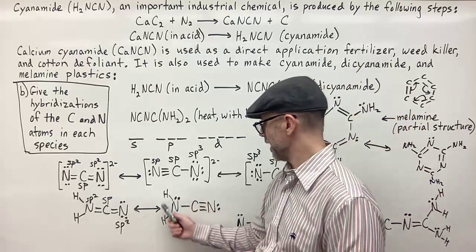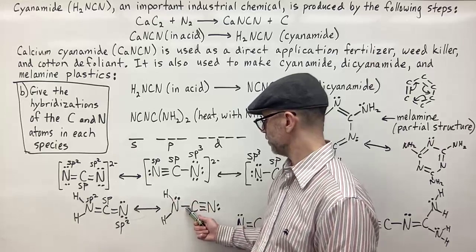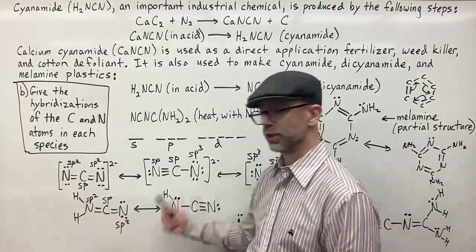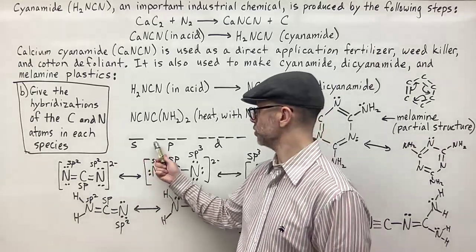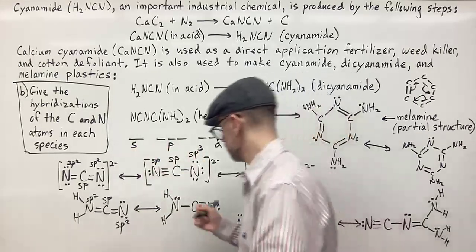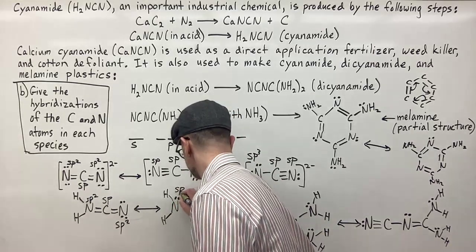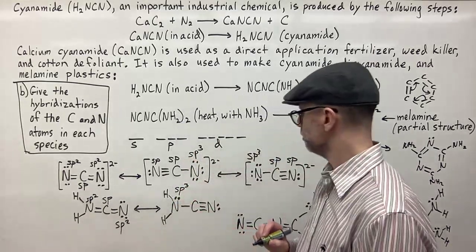So again, I have 2 bonded hydrogens. I have a lone pair and I have a single bond. So that's 4 electron groups. So I need 1, 2, 3, 4. That's sp3 hybridized. So I'll write that up here. sp3.